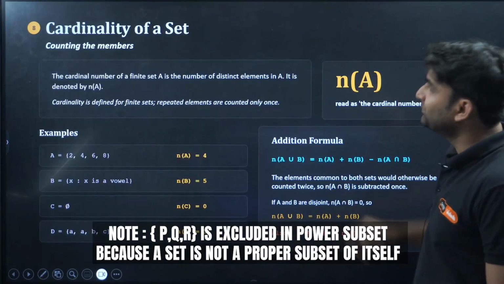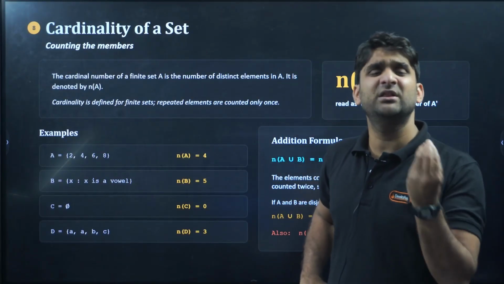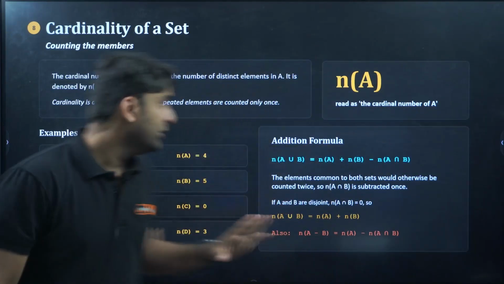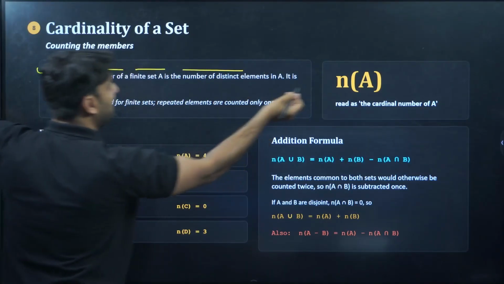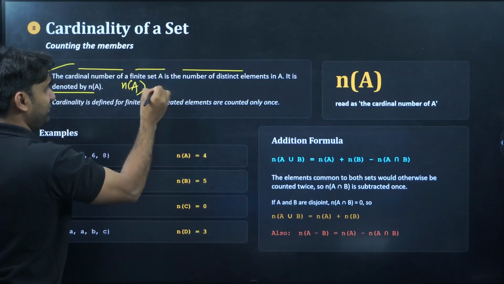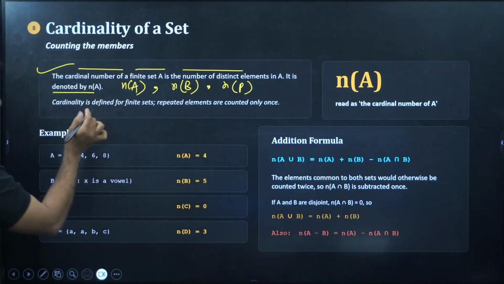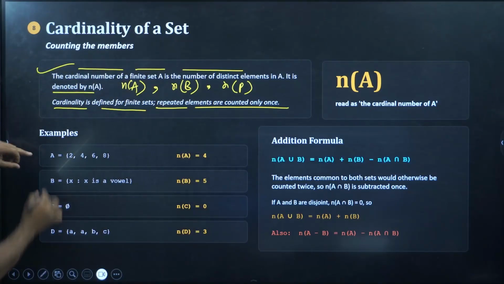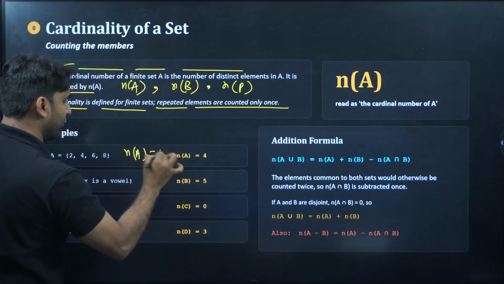Okay, moving ahead. Now, what is called the cardinality of a set? Cardinality means the number of elements present, counting the members. This is called the cardinality of a set. Listen. The cardinal number of a finite set A is the number of distinct elements in set A. It is denoted by n(A). If the set is B, the cardinal number will be n(B). If the set is P, the cardinal number will be n(P). Cardinality is defined for a finite set. Repeated elements are counted only once. For example, if set A is {2, 4, 6, 8}, the cardinal number n(A) will be 4.